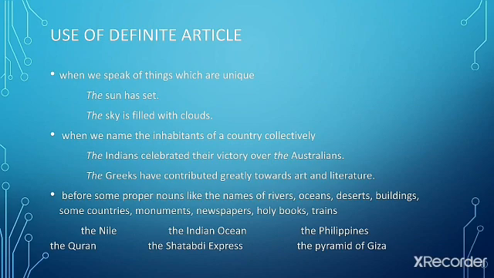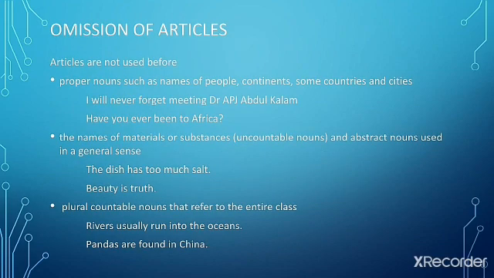And when we name the inhabitants of a country collectively, example, the Indians celebrated their victory over the Australians. The Greeks have contributed greatly towards art and literature. Also, before some proper nouns like the names of rivers, oceans, deserts, buildings, some countries, monuments, newspapers, holy books, trains. The examples are the Nile, the Indian Ocean, the Philippines, the Quran, the Shatabdi Express, the pyramids of Giza. And now we'll move on to omission of articles.